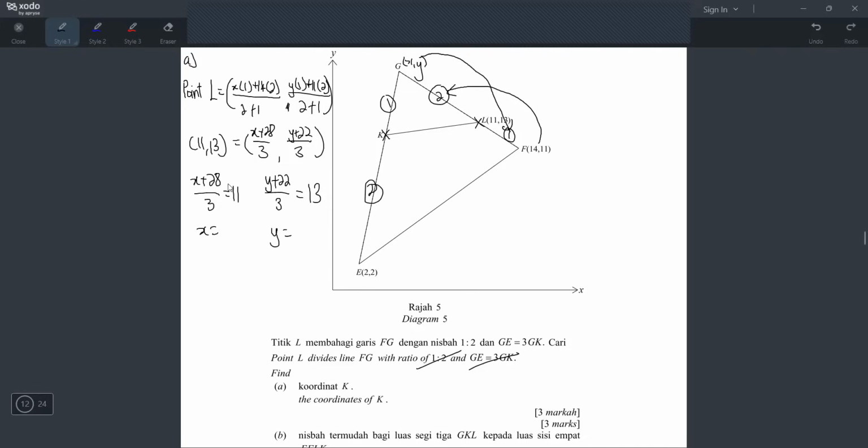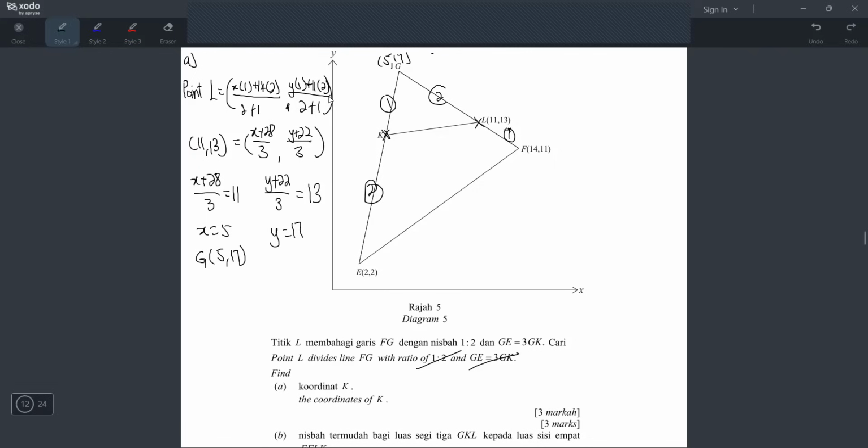Let's press calculator. 33 minus 28, positive 5. 13 times 3 is 39 minus 22. My calculator gives me 17. So now I have my xy, and the xy is actually what? Point G coordinate. So now I can write G coordinate is (5, 17). But of course, this is not the answer yet. This is definitely not the answer because they want you to find point K, right? So now I will erase all this, and I will write point G (5, 17). And now I will continue finding point K.